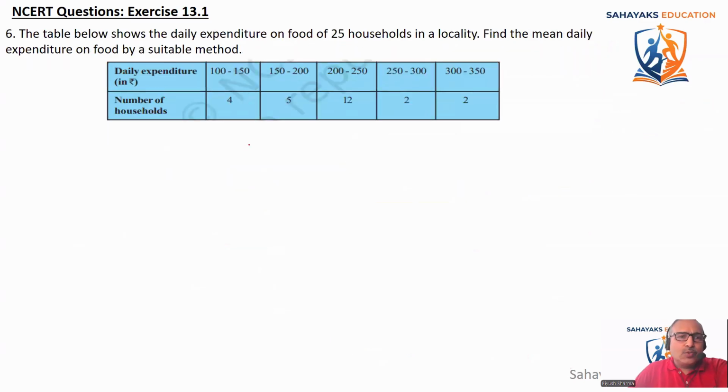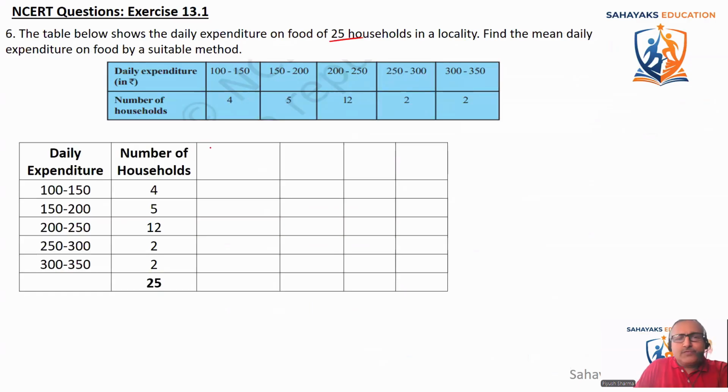It says a table below shows the daily expenditure of 25 households in a locality. Find the mean daily expenditure on food by a suitable method. So let's find it with a suitable method, and we'll use the step deviation method here again. For the number of households, we're going to first find the class mark. What is the class mark here? Class mark is 100 plus 150 divided by 2. It comes out to be 125, and then 175, 225, 275, and 325.